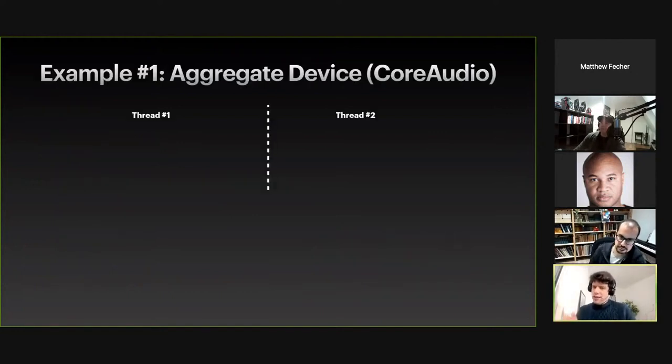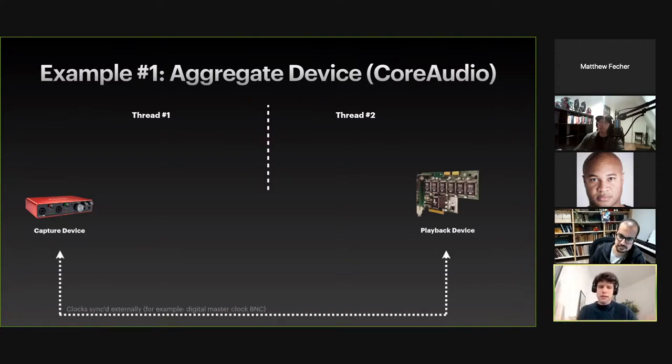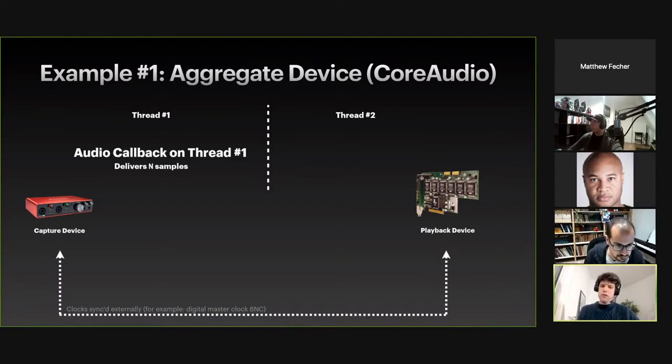Well, let me look at this example. You have an aggregate device, right? You want to do audio with some kind of capture device and a different playback device. And let's just say they share a clock externally via some BNC cable, some master clock, whatever. Now, if you were to do this on Core Audio, you would need to open the capture device. And for the capture device, you would be receiving audio callbacks on a real-time audio thread number one. That will deliver you n samples of audio.